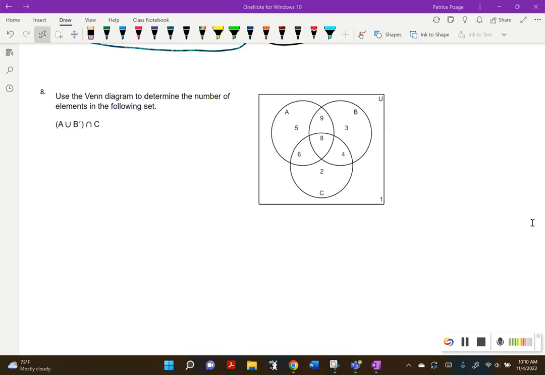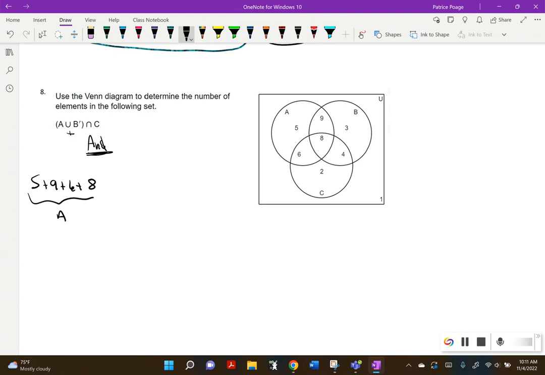All right, this one says use the Venn diagram to determine the number of elements in the following set. All right, so each of these are showing the number of elements. So there's 5 elements in there, 9 elements in there, 8 elements in there. Okay, so intersection is and. That's very strict. A union B complement. That means I want to add up all the elements in A plus all the elements in B. So, oh no, A. Let's start with that, sorry. A union. So A, I want all the elements in A. 5 plus 9 plus 6 plus 8.